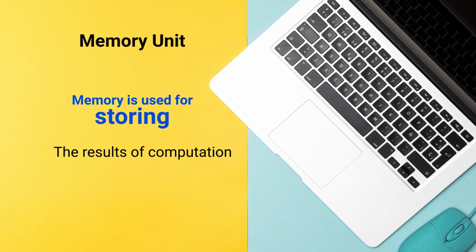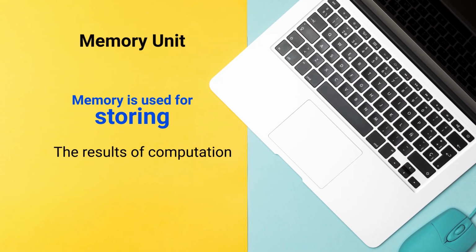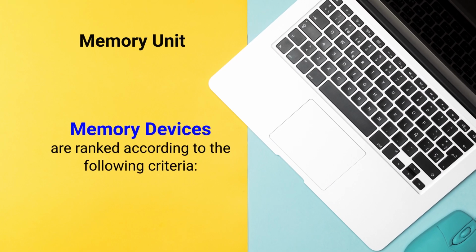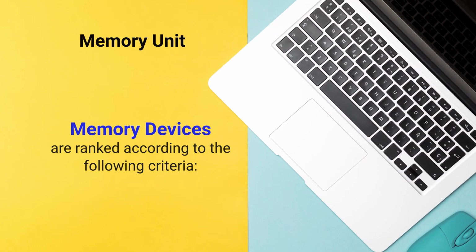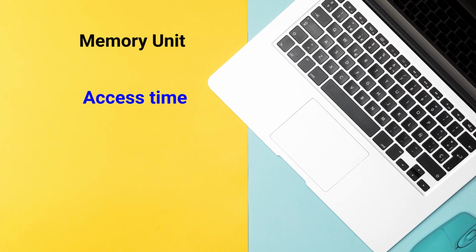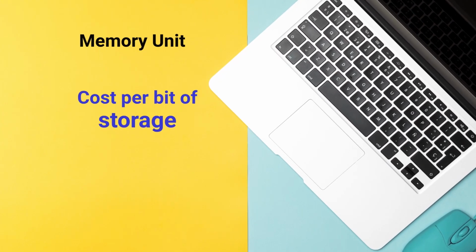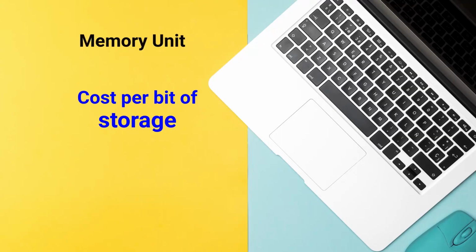Besides that, once the CPU performs an operation, the intermediate result and final result are also stored in the memory unit. There are various memory devices used for this purpose, and these devices are ranked according to different criteria. These criteria may be the access time, the storage capacity, or the cost per bit of storage.